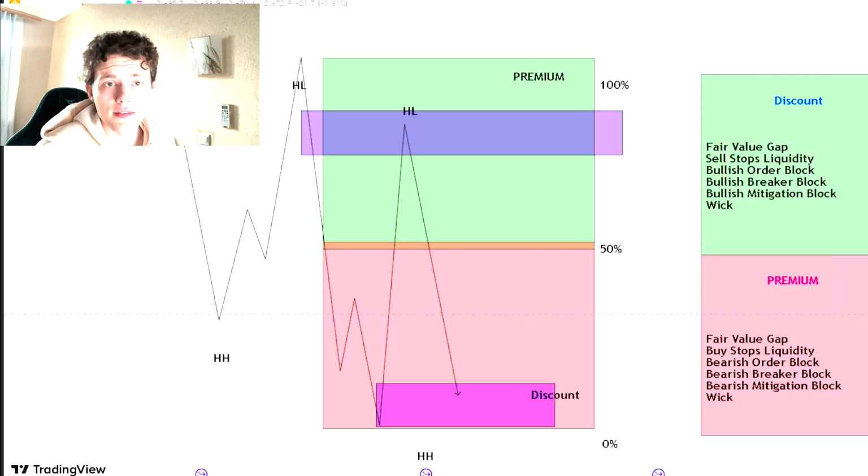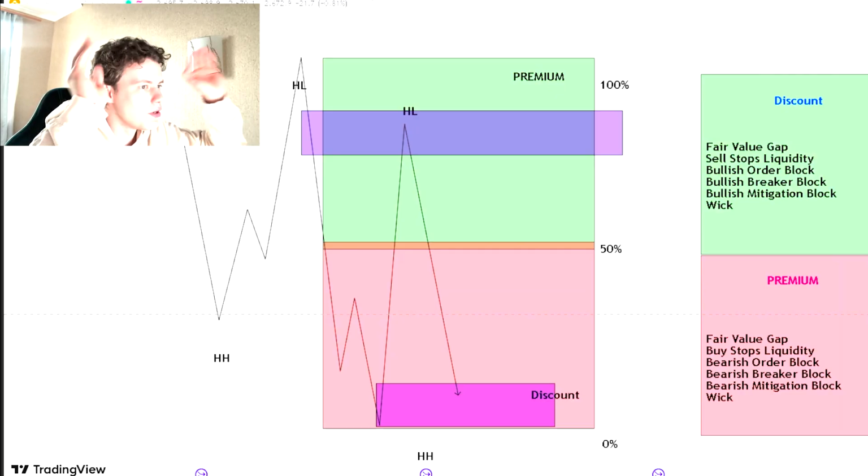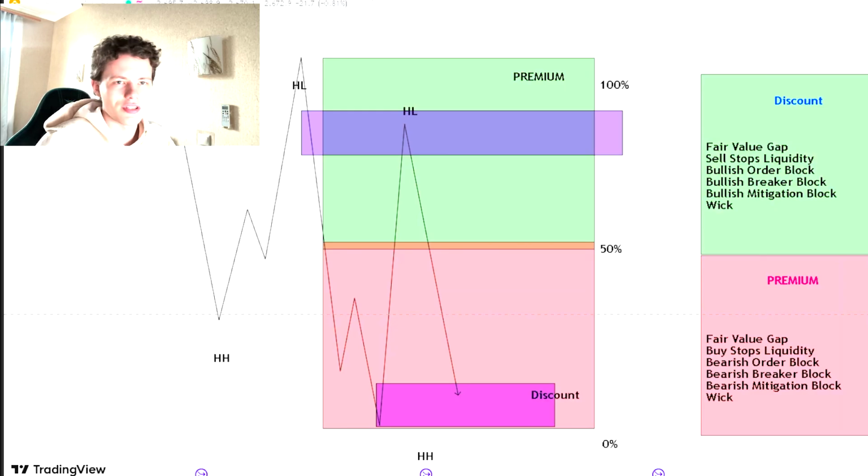Premium is the highest prices, where the price is going to drop, because it is the best price at which the institutions want to offload their assets and positions. And discount is the opposite of premium, because it is the lowest price, where all the market players are going to buy the deal.